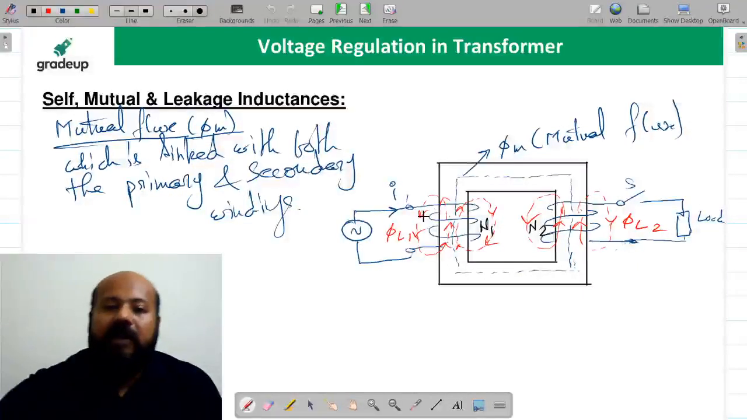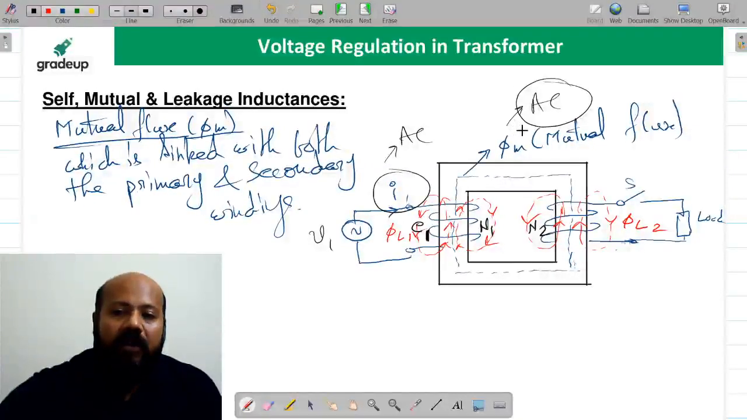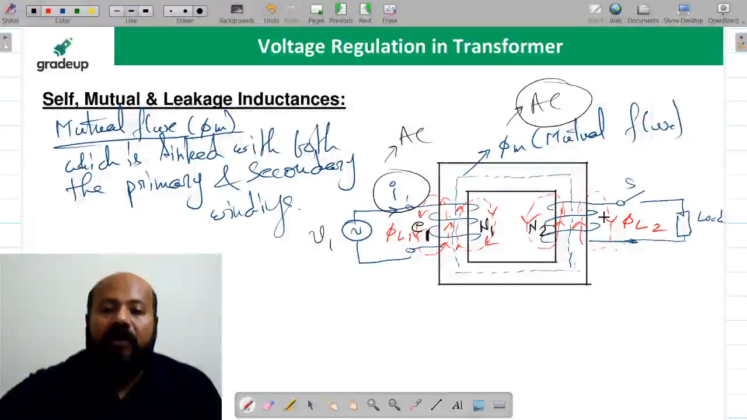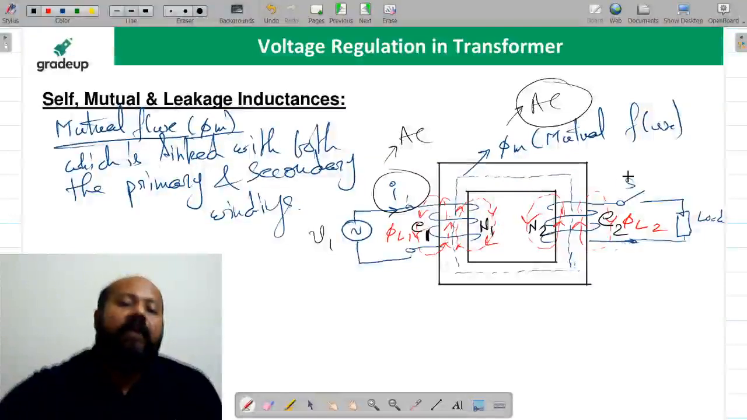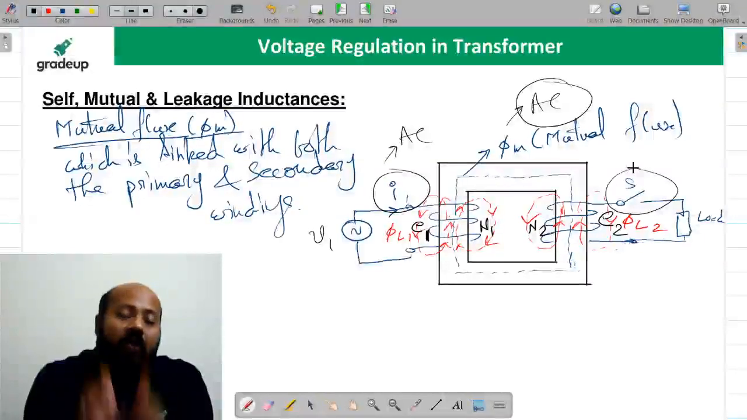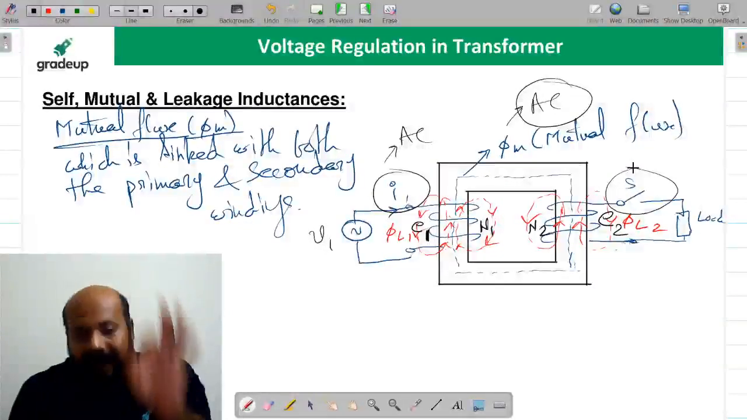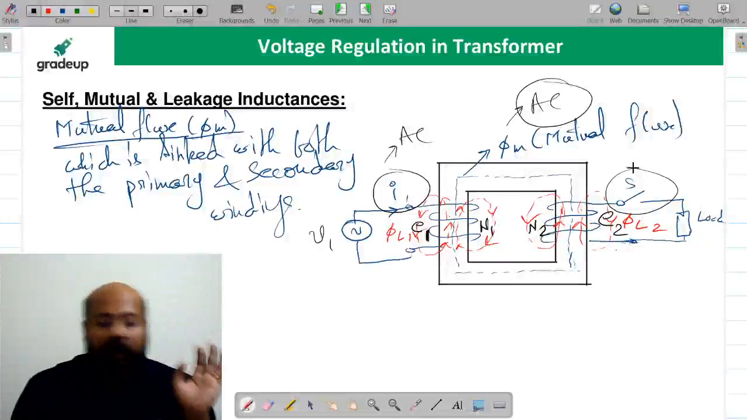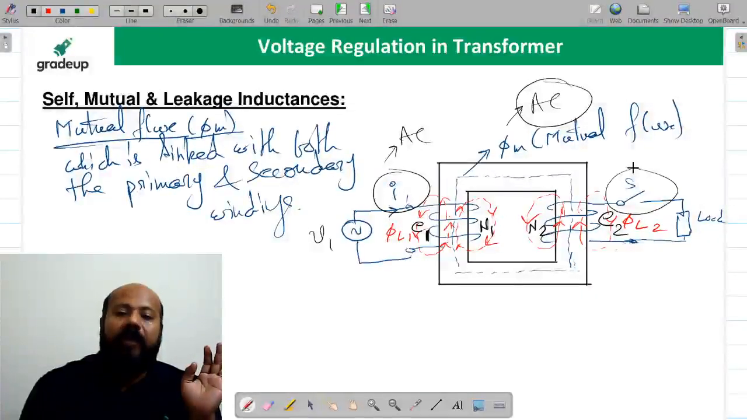But for the time being, please understand that the moment you apply some voltage V1 here, there is going to be some EMF induced in the primary winding that we are calling E1, and because the current I1 is flowing here, which is sinusoidal AC, the flux is also going to be sinusoidal, alternating. And because this flux is alternating, my dear friend, there is going to be some EMF induced in the secondary winding. As the switch is open, no current is going to flow at the secondary side, but at least some EMF is going to be induced. That is the idea. Is it clear to all of you?